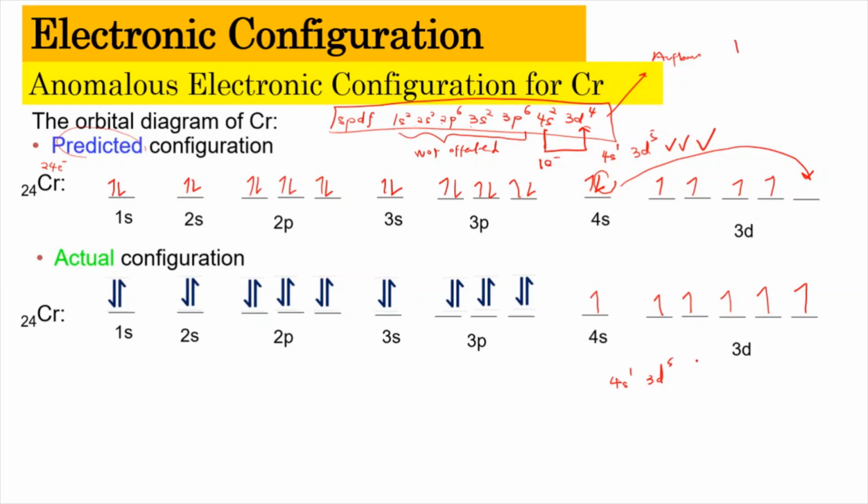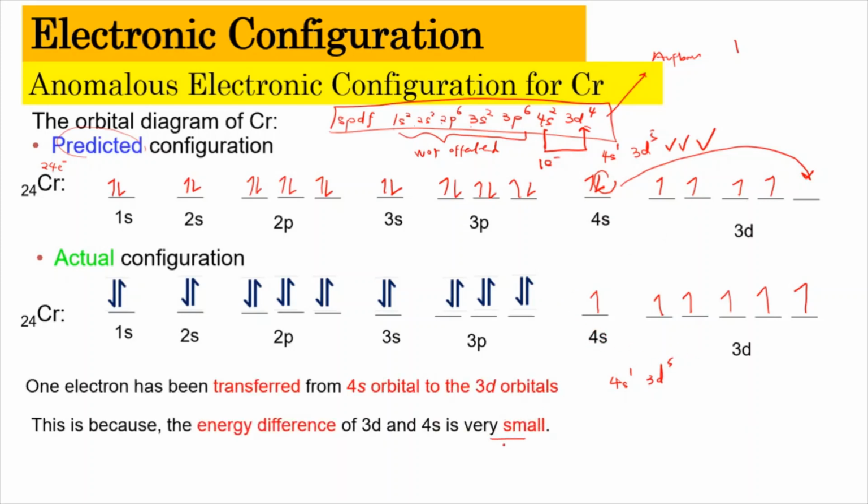So why is this happening? Basically, one of the electrons from the 4s can be transferred into the 3d orbital because the energy gap between the 4s and 3d is very, very small. So because the energy difference is very, very small, it is quite easy for the electron in the 4s orbital to be promoted to the 3d orbital in order to make it more stable.